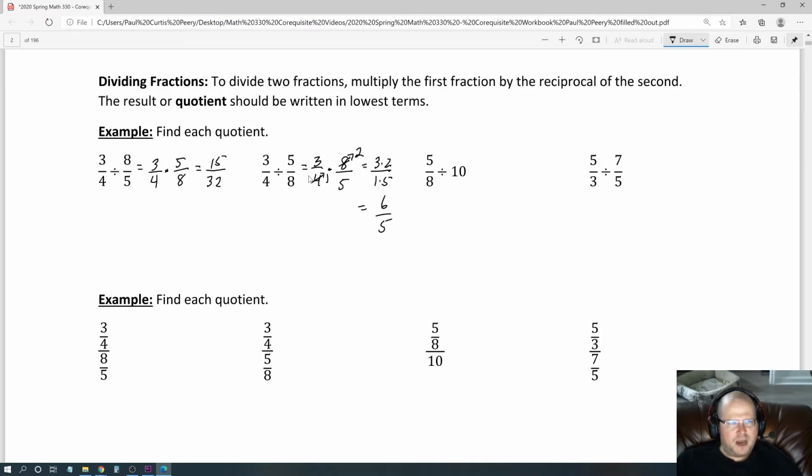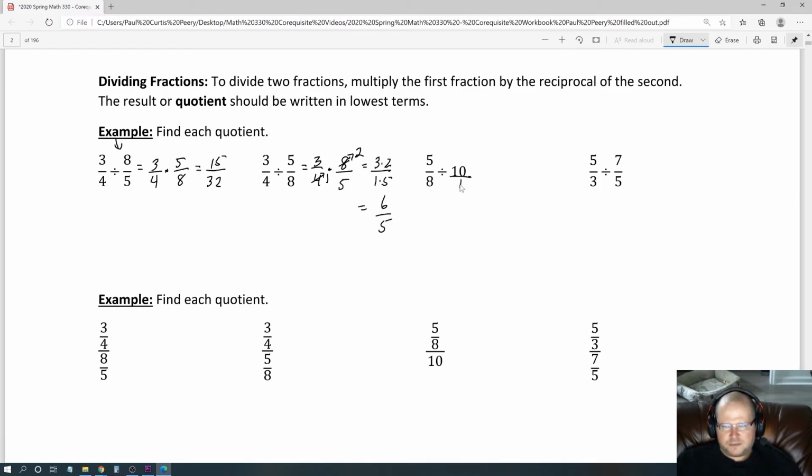Okay, now you might be tempted to try to cancel things out before you switch to multiplication. You can't do that. So over here, an easy mistake would be to cancel the 8 and the 4 out before you turn the division into multiplication, but you can't do that. So don't do the cancellation until it's multiplication. If you do it when it's still division, you're going to mess it up. Okay, so again, make sure it's multiplication before you cancel anything out.